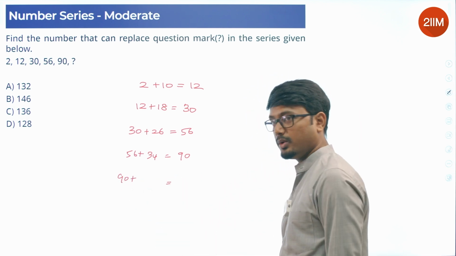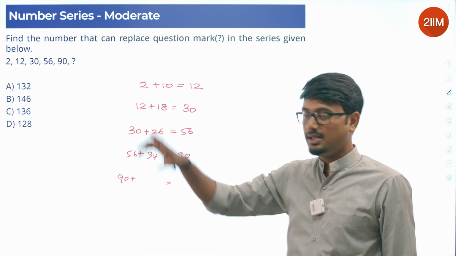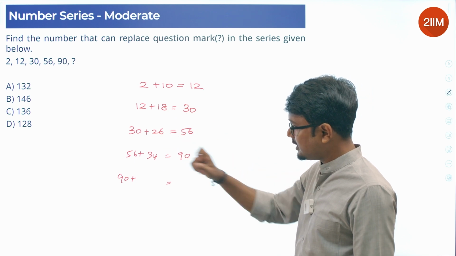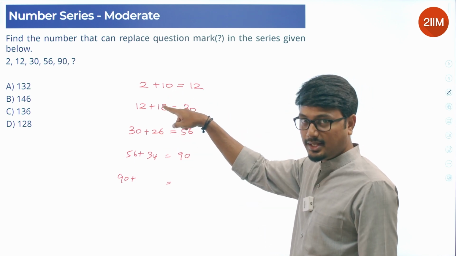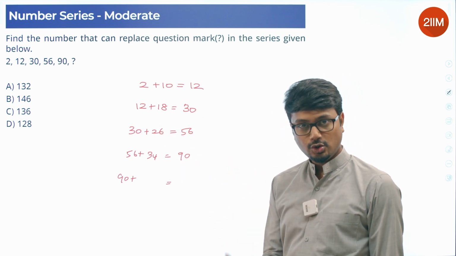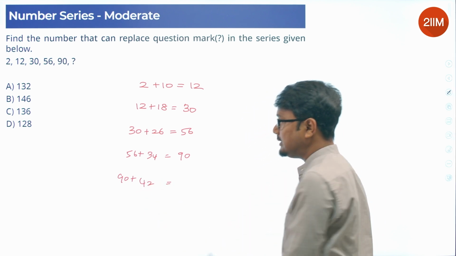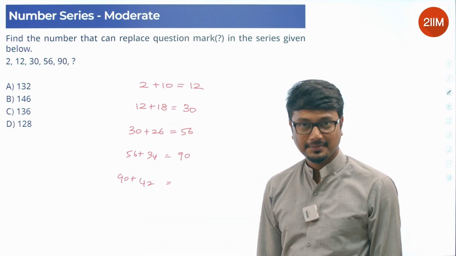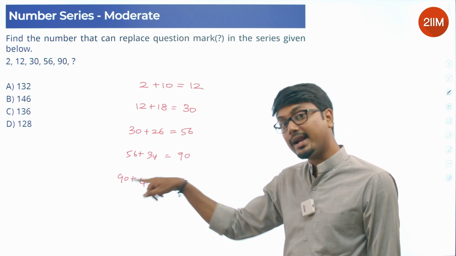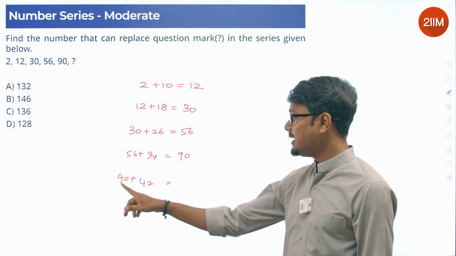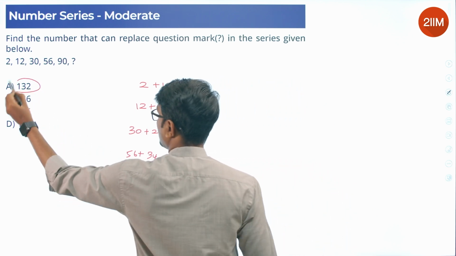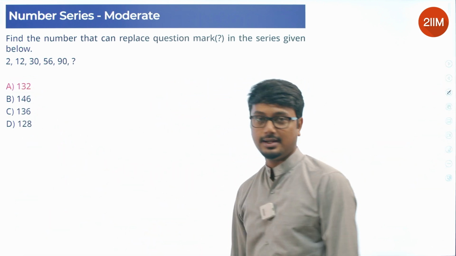What is that? So these are the numbers in the series, and these are the numbers you added up. Look at the numbers: 10, 18, 26, 34. 10 plus 8 is 18. 18 plus 8 is 26. 26 plus 8 is 34. 34 plus 8 should be 42. So these numbers are in AP. You need to add 8 constantly to get the next number to be added to the previous number in the series. So 90 plus 42 will give you 132. Option A is the right answer. We should check it out. Option A. Yep, right answer.